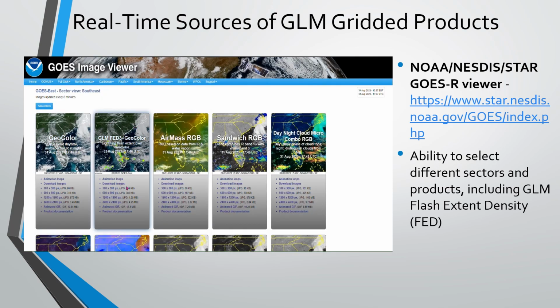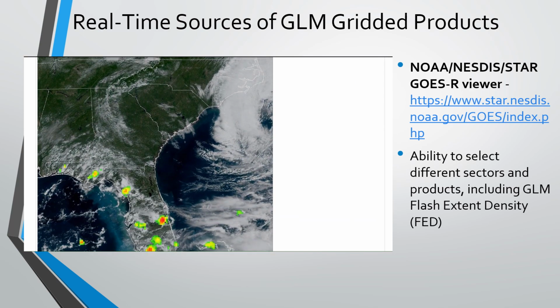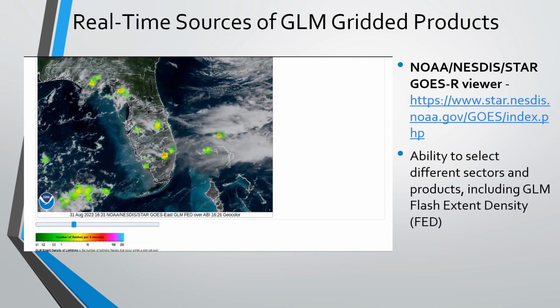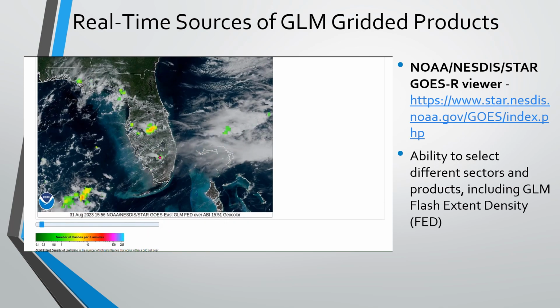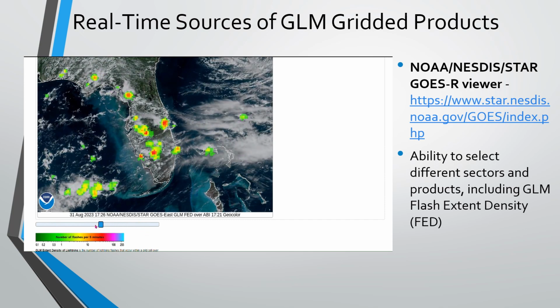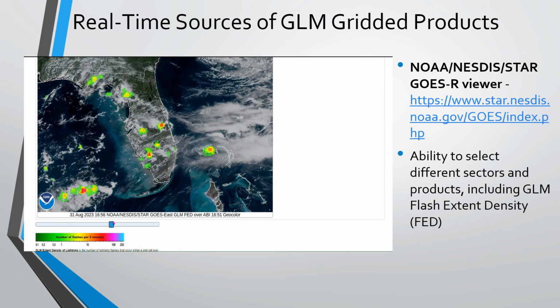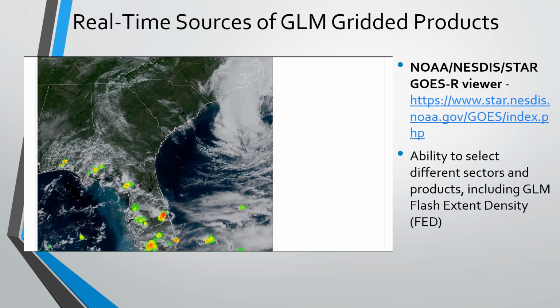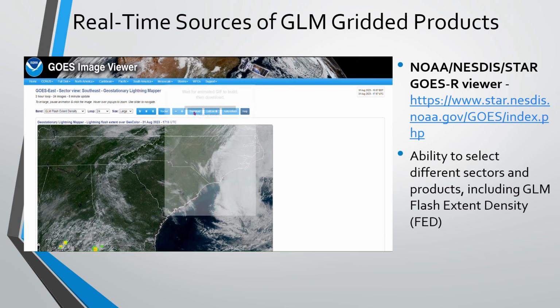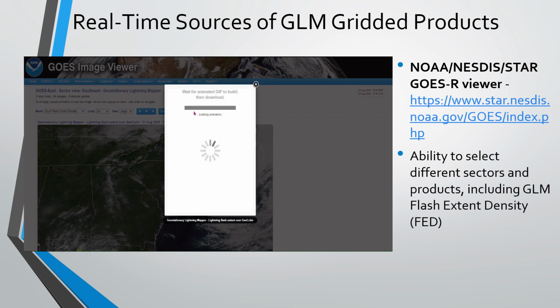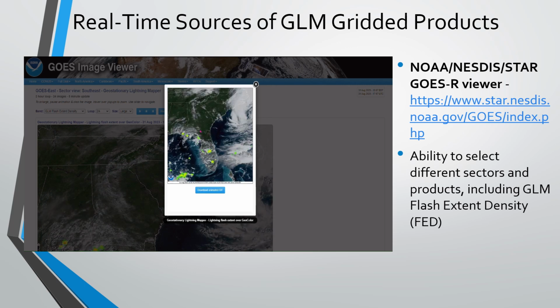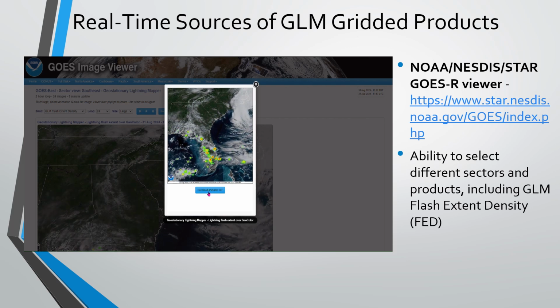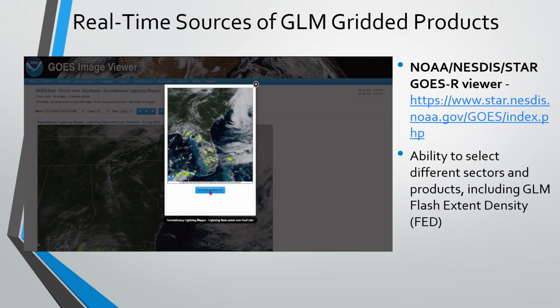Once you click there, there'll be an option for GLM FED, and you can click on the animation loop. That animation loop will show you the GeoColor product, which is derived from the ABI, as well as GLM flashes with the color bar that's seen at the bottom. You can change the image that you're viewing at the slider at the bottom, and you can also download this animation as an animated GIF. This will allow you to save the imagery to your computer and use it for any applications that you may want.